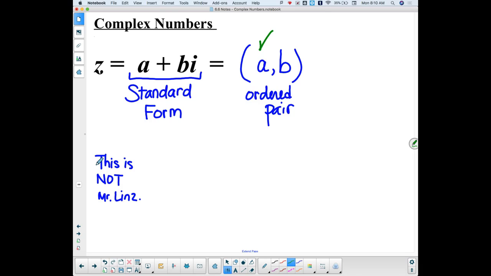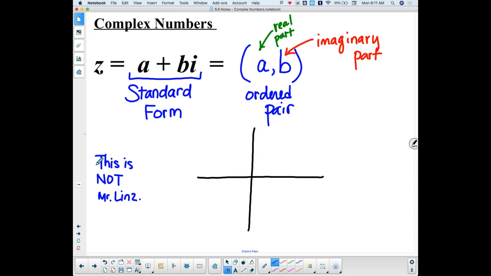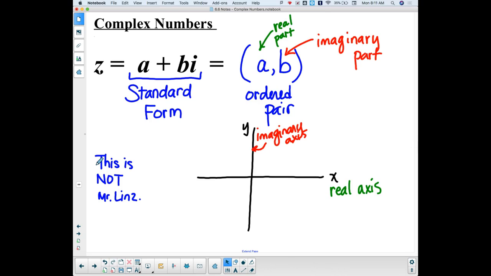On the coordinate plane, the A part would be the real part of the complex number, and the B would be the imaginary part of the complex number. So if I were to put that onto a coordinate plane, normally we'd have X and Y on our coordinate plane. But now that we're a complex number, we're going to have our real part and our imaginary part. Okay. So we've got that. It's down in the corner.